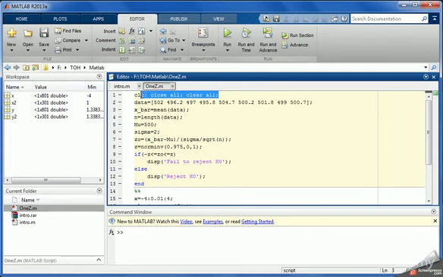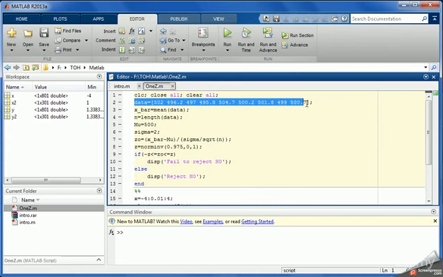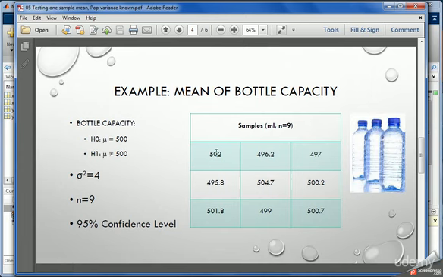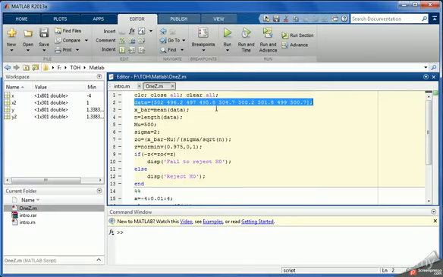Firstly, it's a good practice to clear all variables and clear the command window, also to close all figures. So the first point is to initialize the data. Now we have the data vector. In fact, this data is nothing more than the measured data in this table. So we have 9 samples. I already copied these 9 samples. Here in one vector we separate by a space. We can also separate by a comma.